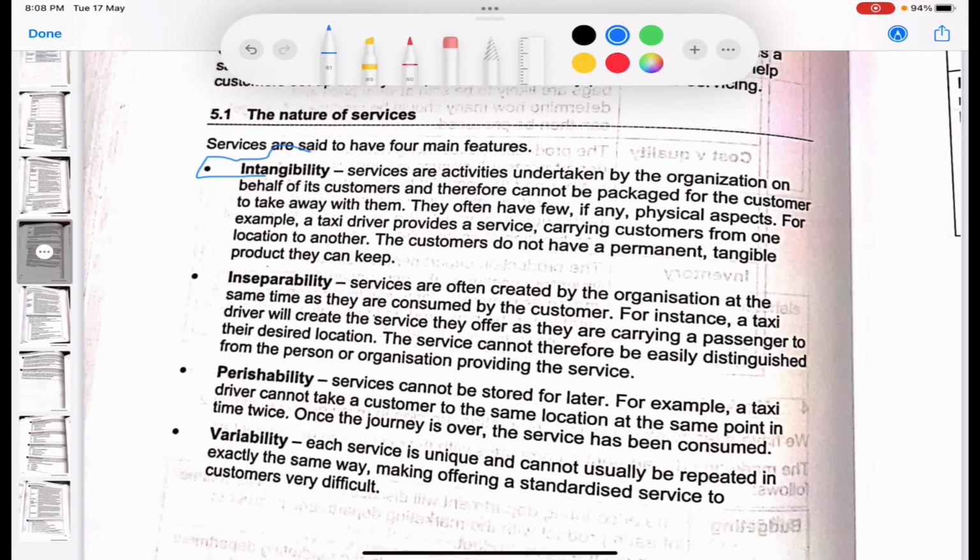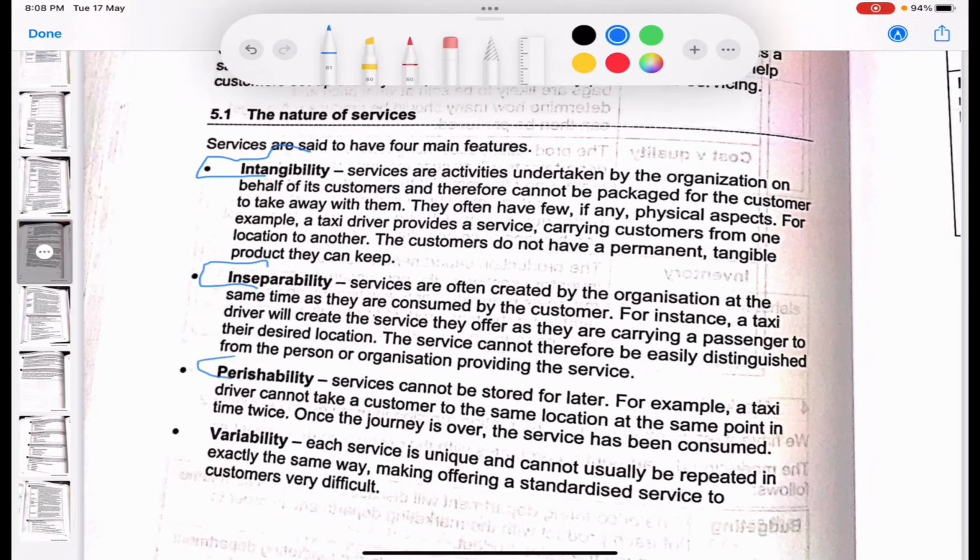Now we have inseparability, which means that we cannot separate the service from the service provider. For example, if we get a manicure, we can't separate the manicure from the person who is doing it, right? Services are often created by the organization at the same time as they are consumed by the customer. For example, a taxi driver creates the service they offer by carrying a passenger to their desired location. The service therefore cannot be easily distinguished from the person or the organization providing it. It is not separable.